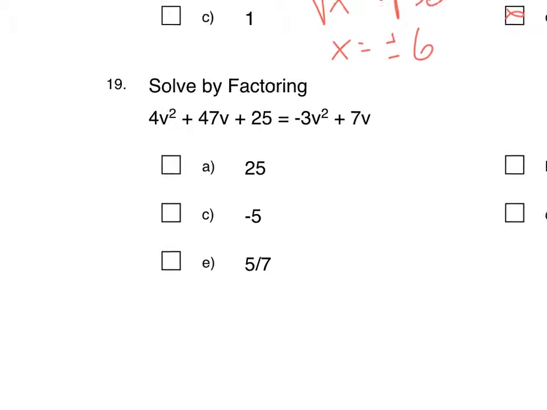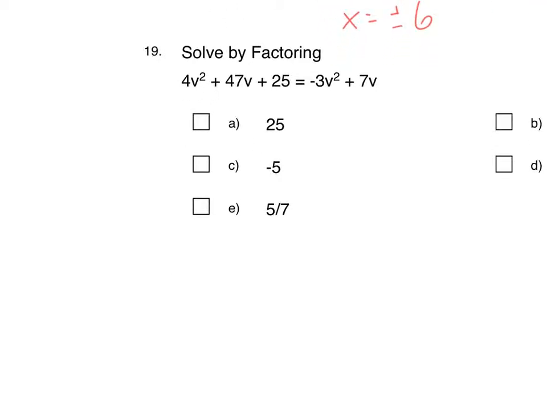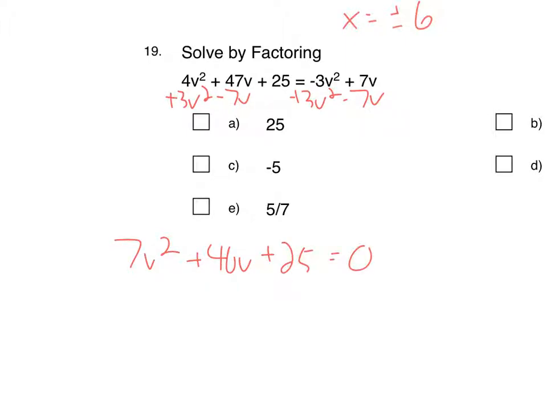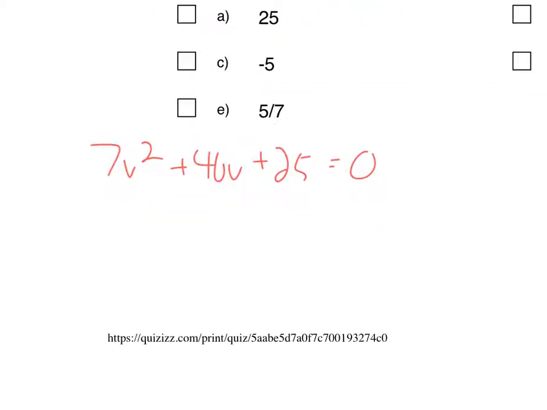Number 19. Want to move everything over so it's set equal to 0. I'm going to add 3v squared, and that gives me 7v squared. I'm going to subtract 7v. That gives me 40v, and then plus 25. Go ahead and X box this.